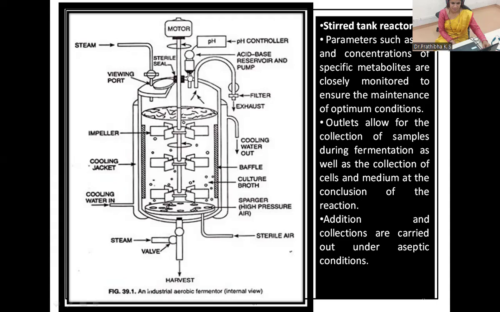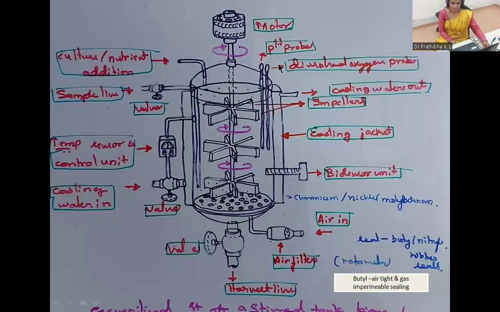And you can see here, to maintain the pH, the acid-base reservoir and the pump. The pH controller can be observed. So all these are the different parameters one has to keep in mind for the stirred tank fermenter. Next, this is the diagram drawn by me. So the same thing here: motor is there, culture nutrient addition, sample line, temperature sensor control unit, cooling water inlet, and these are the impellers, and the interior baffles will be there. And this is the sparger. And also the biosensor unit can be observed here. So this is all about your stirred tank fermenter or a typical bioreactor.